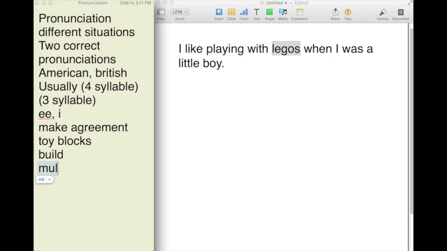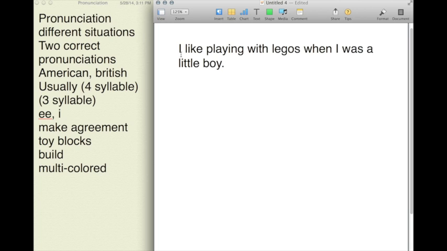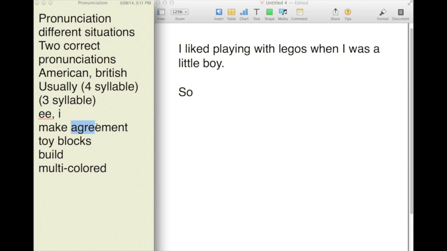They are multicolored. Multi means more than one. So there are many different colors in the toy blocks called Legos. Okay, so I liked playing with Legos when I was a little boy. Now, if we use so, it should be at the beginning, and it means I agree, but I agree about what? Well, I agree about my experience. My experience is the same as yours. My experience agrees with your experience.